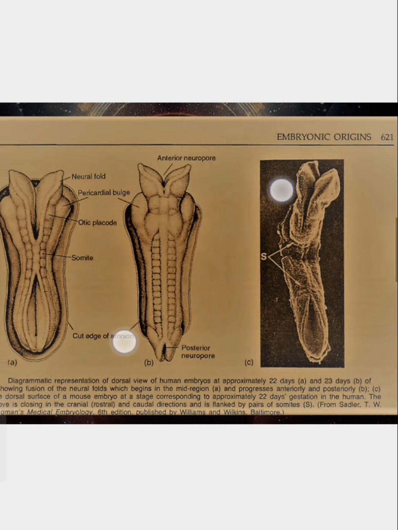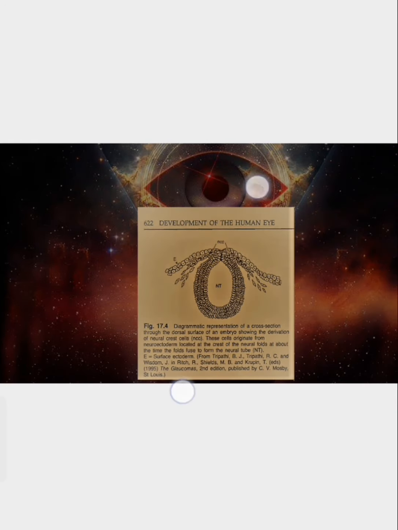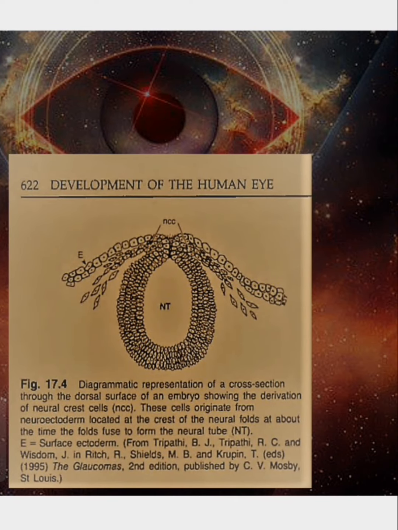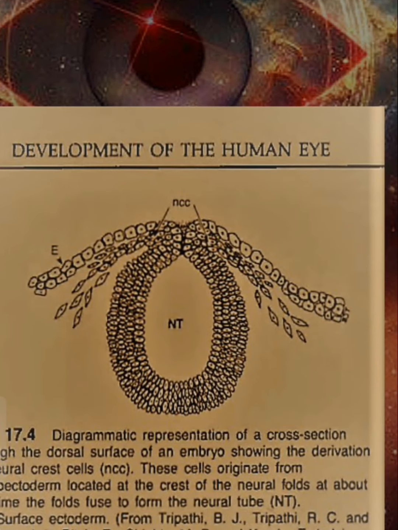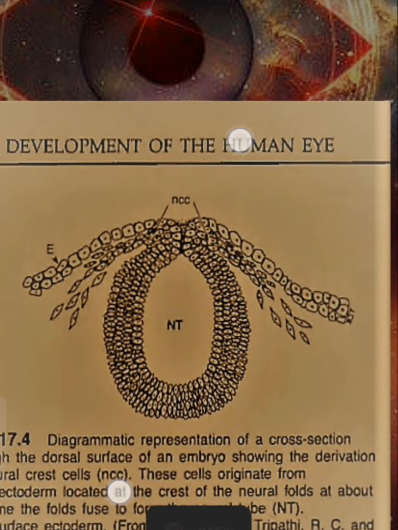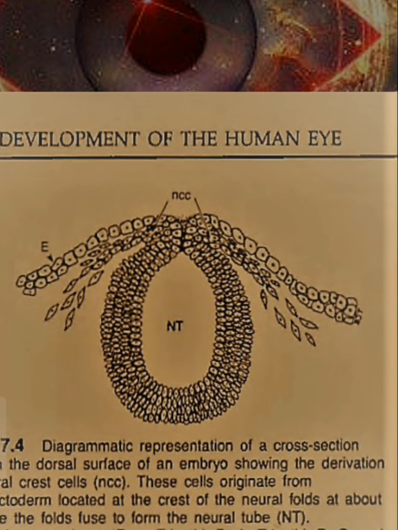It gives rise to the neural tube formation. So here you can see the cross section through the dorsal surface of an embryo, and it also shows the formation of neural tube along with the neural crest cells. So you can see this E is nothing but the surface ectoderm. NCC means neural crest cells, and these are derived from the surface ectoderm. The surface ectodermal cells thicken, they differentiate into neural crest cells at the crest of the neural tube.